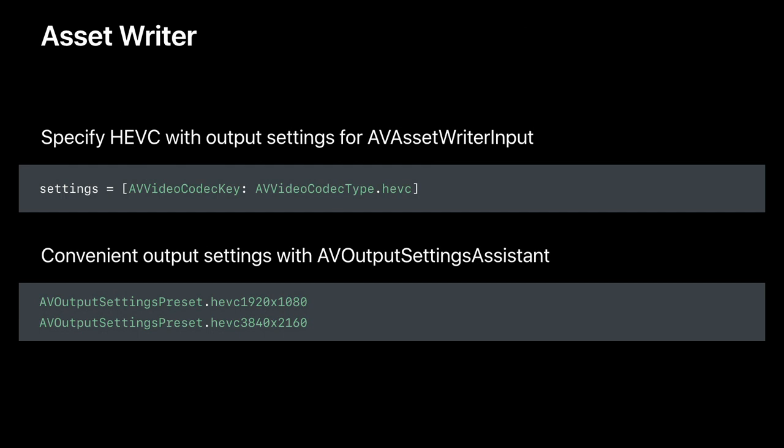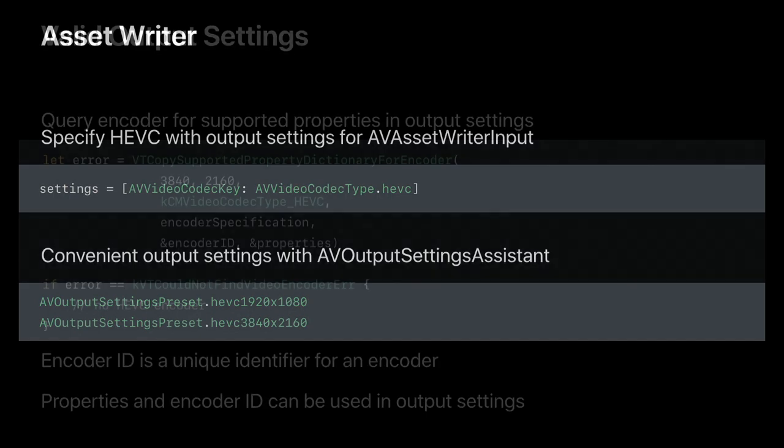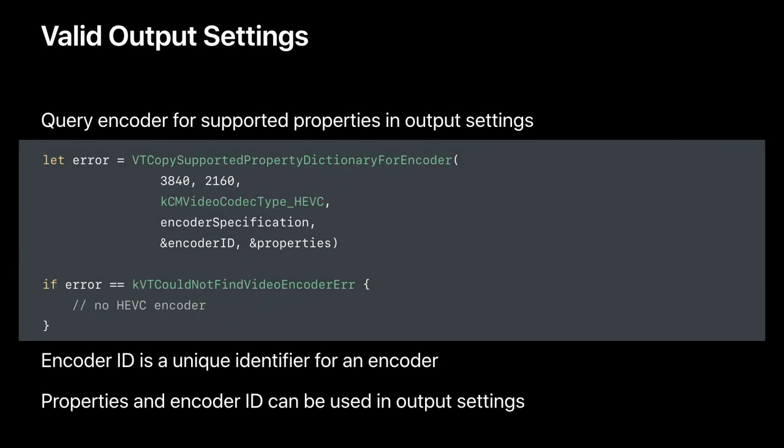Now, if you're in the business of creating your own custom output settings, it can be a little tricky. So not all encoders support all output settings. We fixed that problem in iOS 11 and macOS High Sierra, so you can now query the encoder for supported properties to use in your output settings. To do that, you pass in HEVC here, and it will return the encoder ID and the list of supported properties. The encoder ID is a unique identifier for that specific encoder, and with that, the properties and the encoder ID can be specified in the output settings, and you can be sure that it actually works for compression.